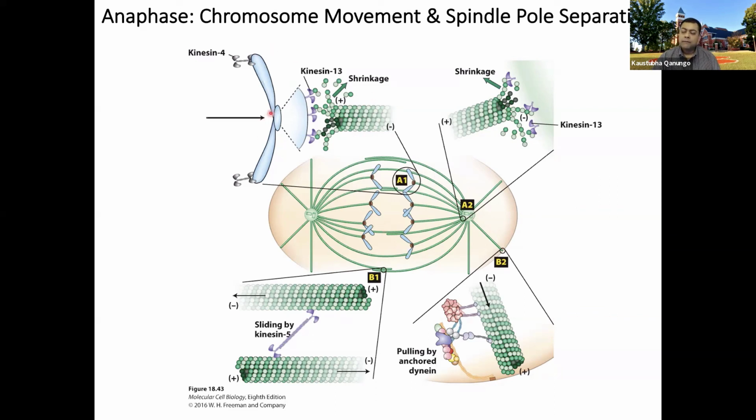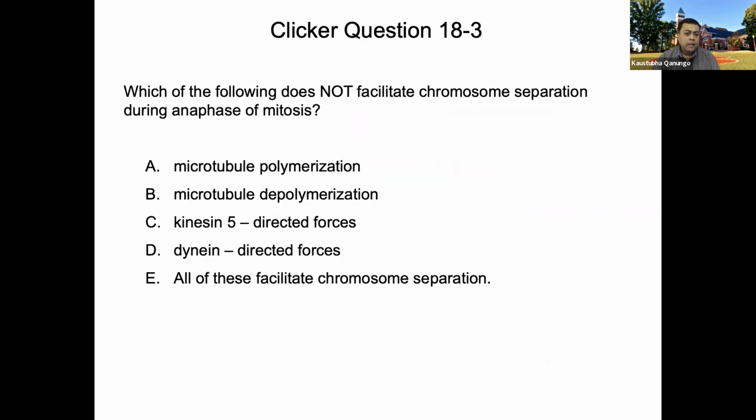So from metaphase to anaphase, the movement of this chromosome happens within just 5 to 10 minutes, very, very rapid. And that is done by this. So for your question, microtubule depolymerization, kinesin 5-directed forces, and dynein-directed forces all facilitate chromosome separation, but not microtubule polymerization.